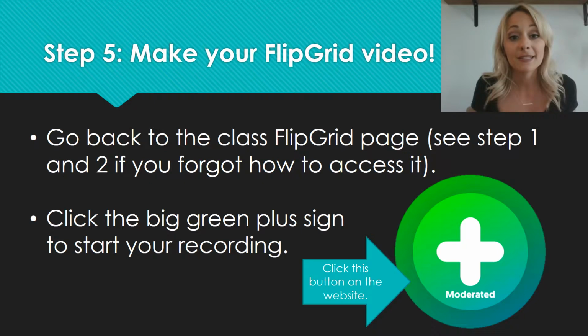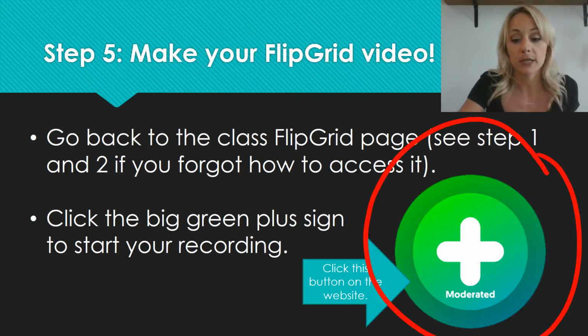Step 5, it's time to make your Flipgrid video. So what you will do is go back to the class Flipgrid page. Again, see step 1 and 2 if you forgot how to access that. And this time you're going to click on the big green plus sign to start your recording. This plus sign.